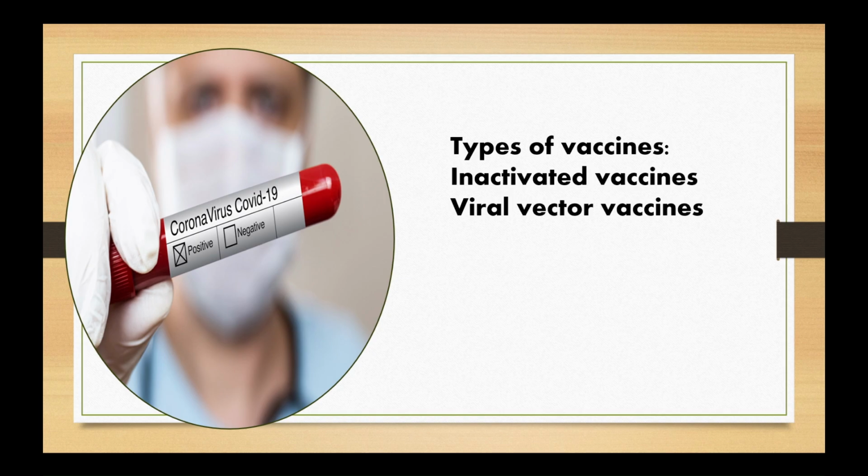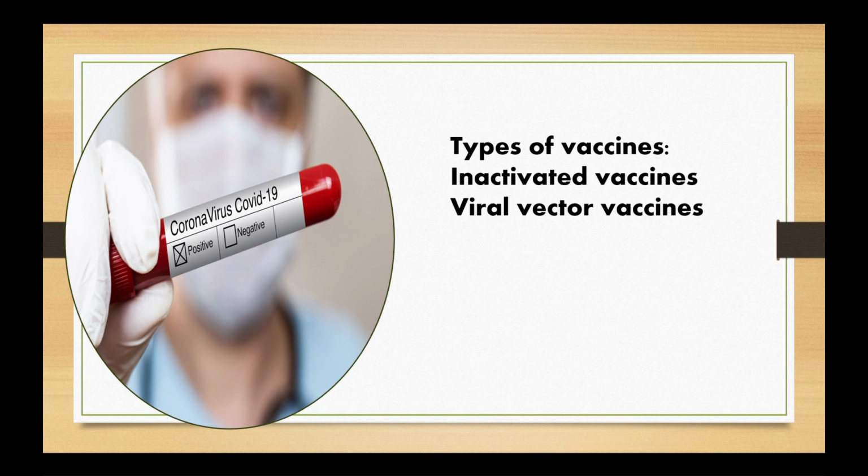So coronavirus came to India. It led to the loss of many lives, probably lakhs, and later vaccines came to India, and these vaccines help to improve our immune system to fight this coronavirus. There are basically two types of vaccines: inactivated vaccine and viral vector vaccine.